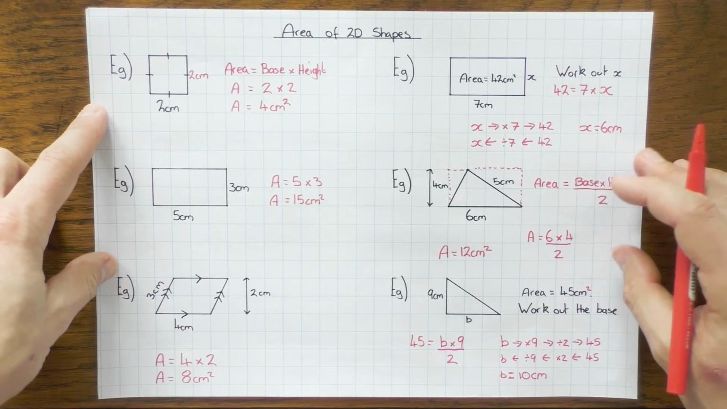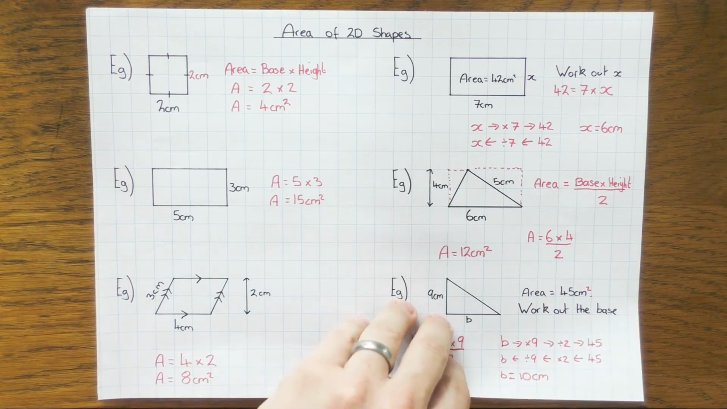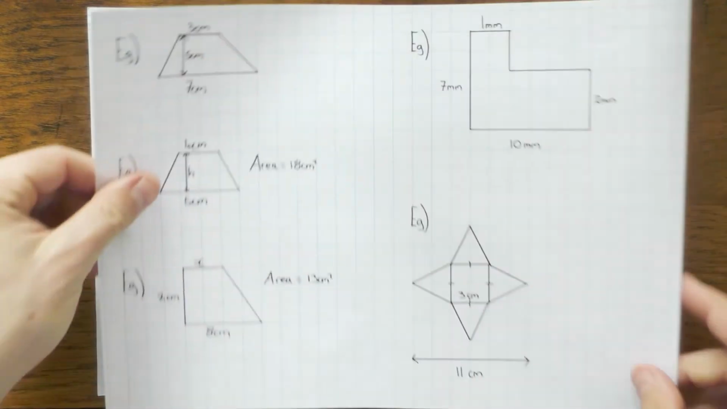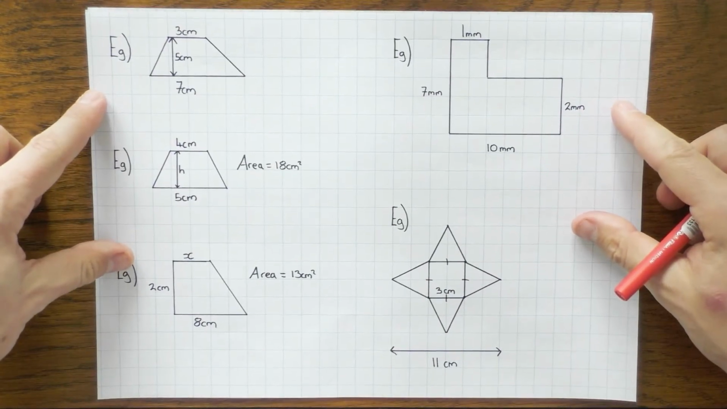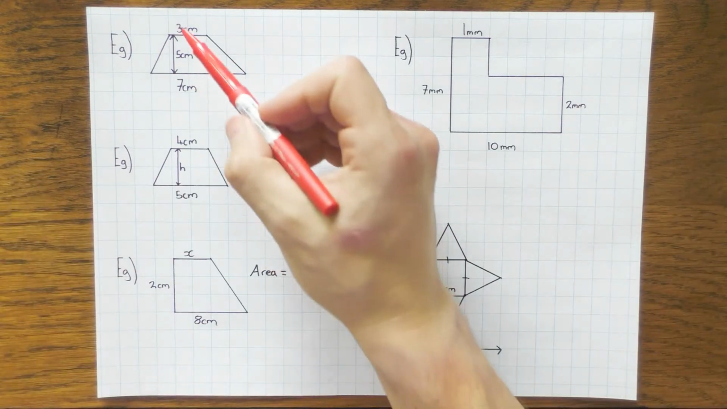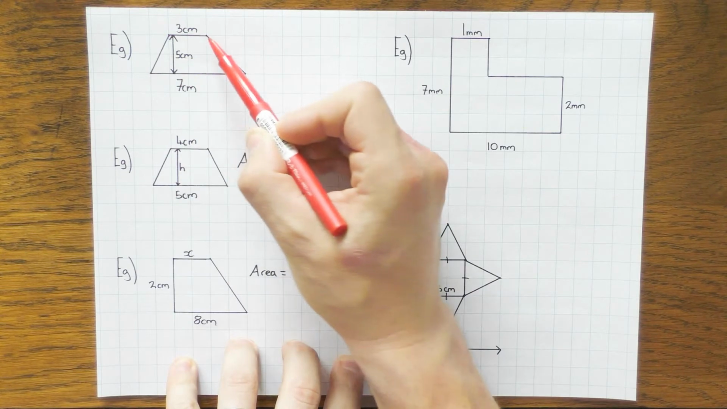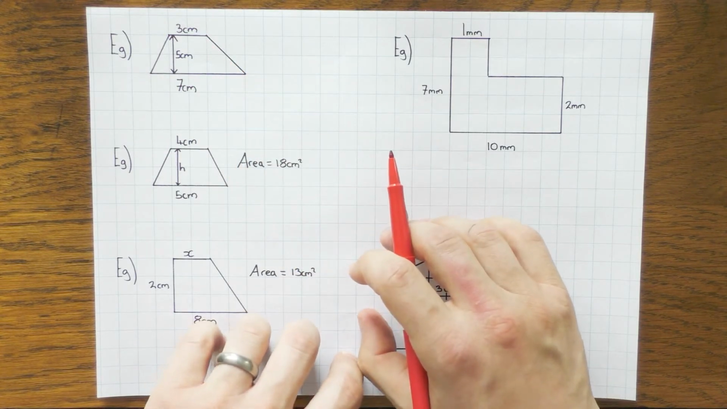Okay, so there's some of the more basic type ones. Let's have a go at some of the more slightly trickier ones. Right, so here we have the trapezium. Okay, we know it's a trapezium because it's got 4 sides and 2 of them are parallel. So that's how you can spot a trapezium.